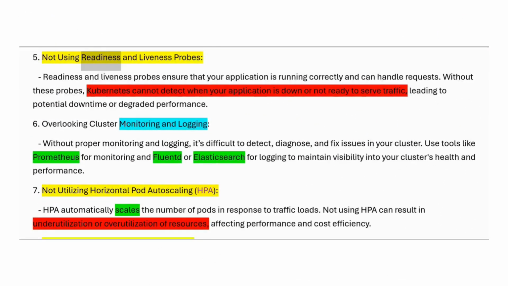5. Not using readiness and liveness probes. Readiness and liveness probes ensure that your application is running correctly and can handle requests. Without these probes, Kubernetes cannot detect when your application is down or not ready to serve traffic, leading to potential downtime or degraded performance.